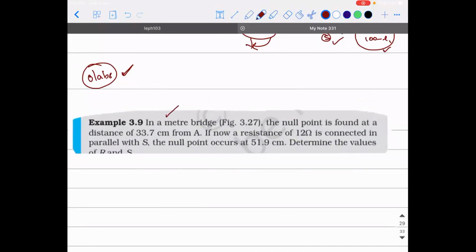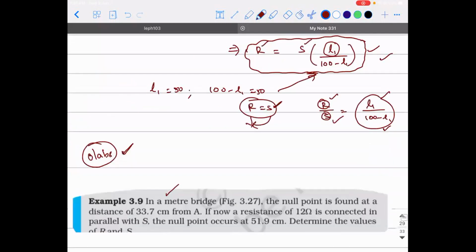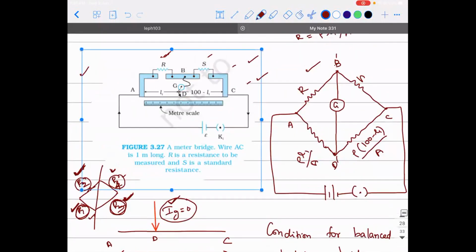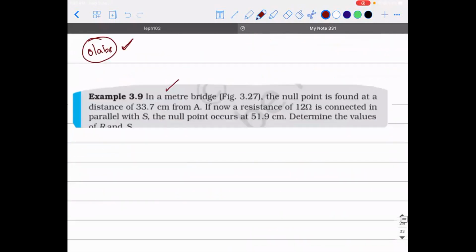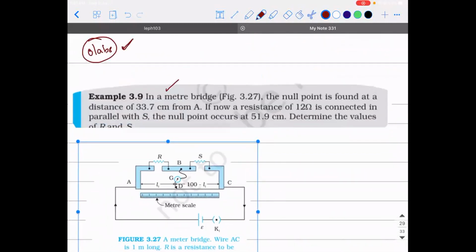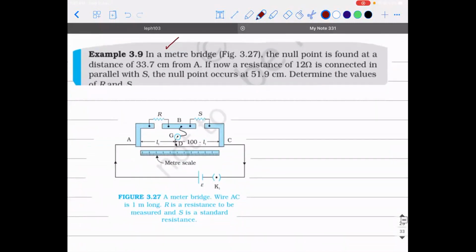So listen. In the meter bridge shown in figure 3.27, the null point is found at a distance of 33.7 centimeter from point A. Rohan, I think this should answer your question. So case 1, L1 is 33.7 centimeters. So obviously, the value of 100 minus L1 is going to be 66.3 centimeters.